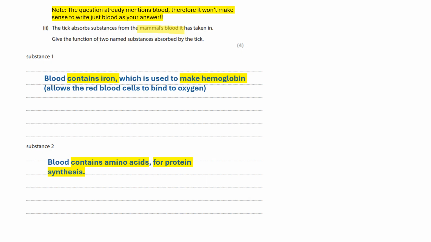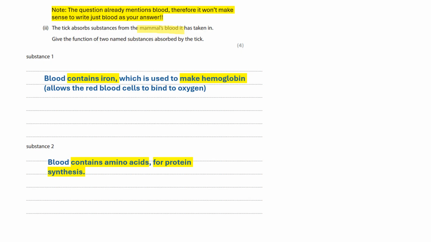Okay, the next question now is going to be asking us about the blood, but through the tick. Note that this question already mentions blood, therefore it won't make sense to write just blood as your answer. Okay, so the tick absorbs substances from the mammal's blood it has taken in. Give the function of 2 named substances absorbed by the tick.